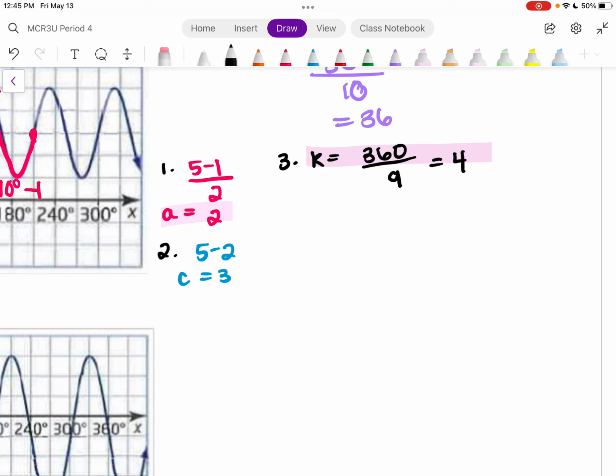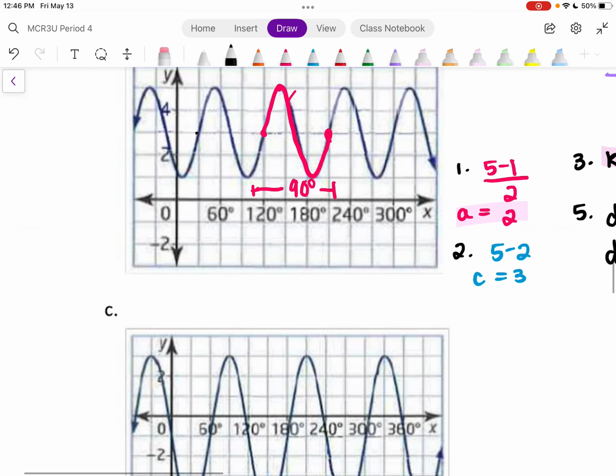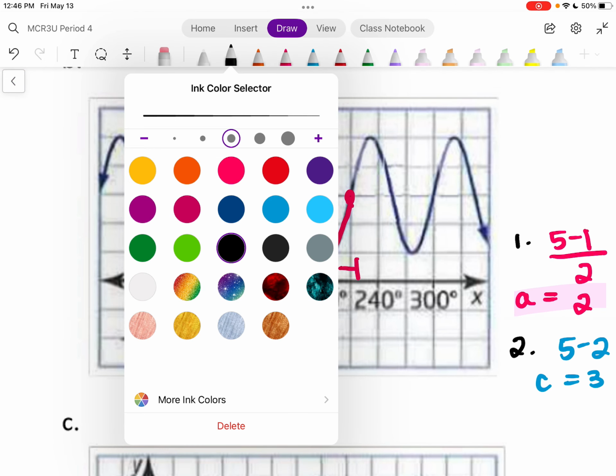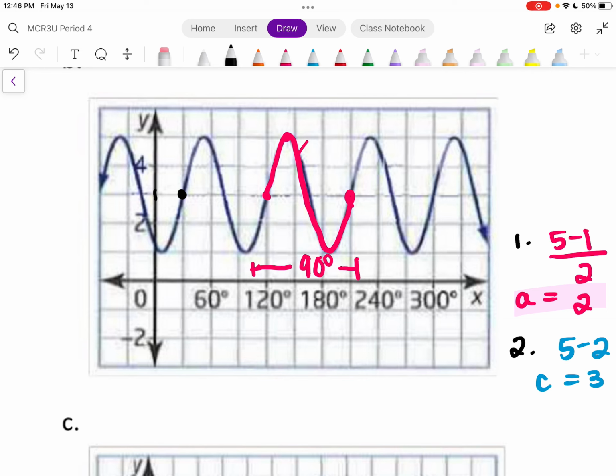So I have my A, C, K. I'm going to go find my D value. I know I'm going to have a D cos and a D sine. Let's do our D sine first because the sine function is blatantly obvious. So we'll say it starts here at 30. So 30 is D sine, and then our distance from the cos is right here, D cos.